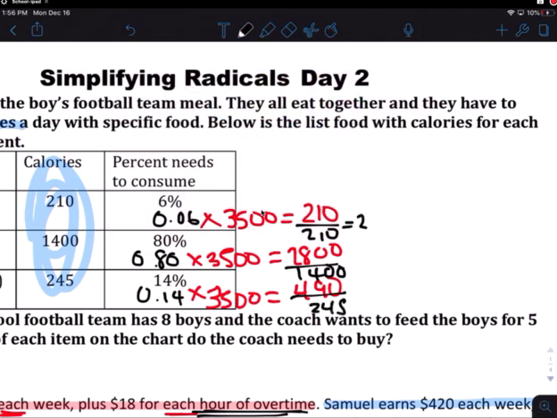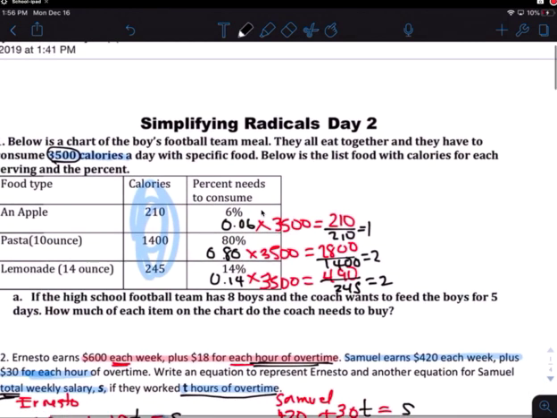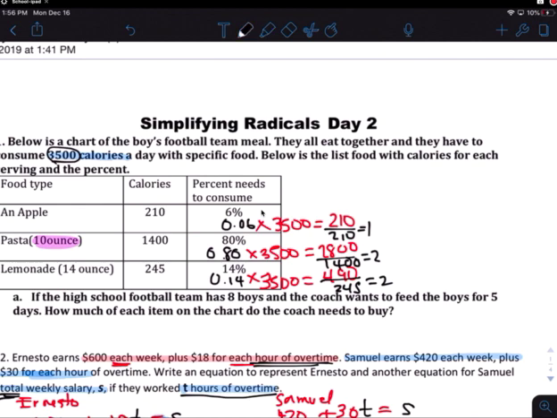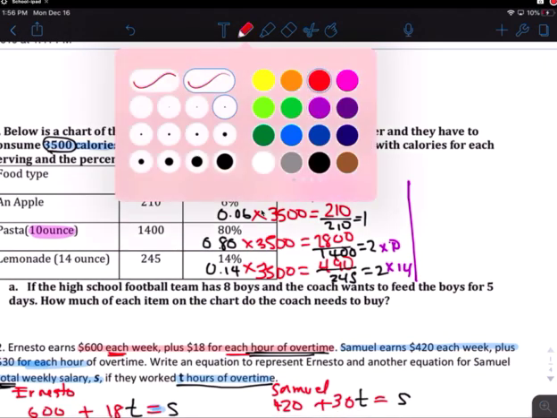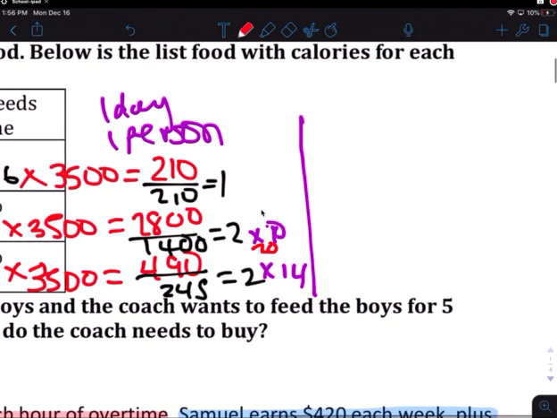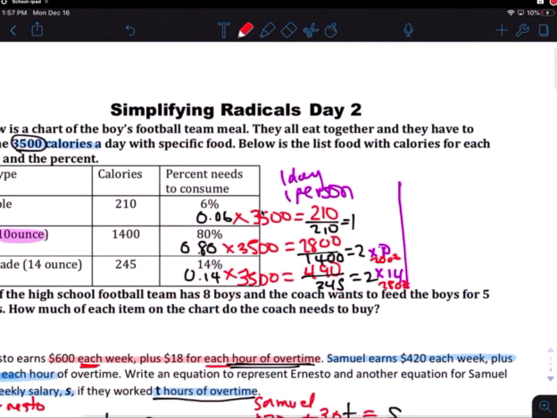So you get 1, 2, and then 2. And because these are in ounces, multiply times 10 and times 14 here. 1 day, 1 person. Okay, so you would get 20 ounces here and 28 ounces here. Okay, so you want to do this.